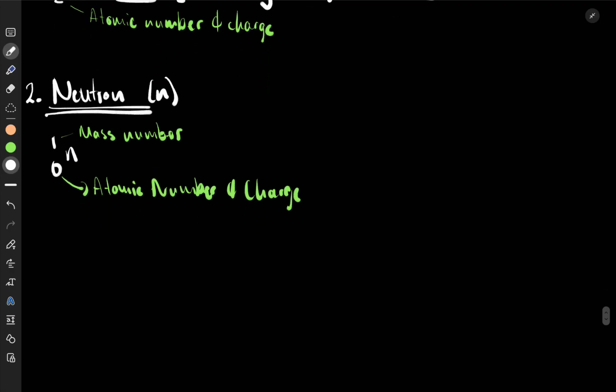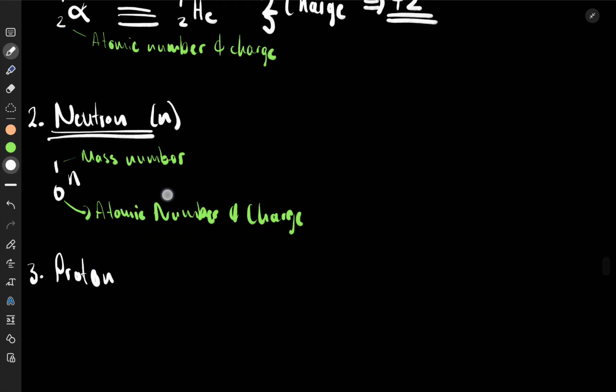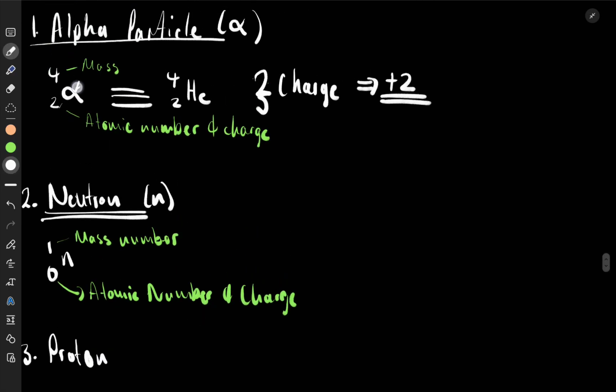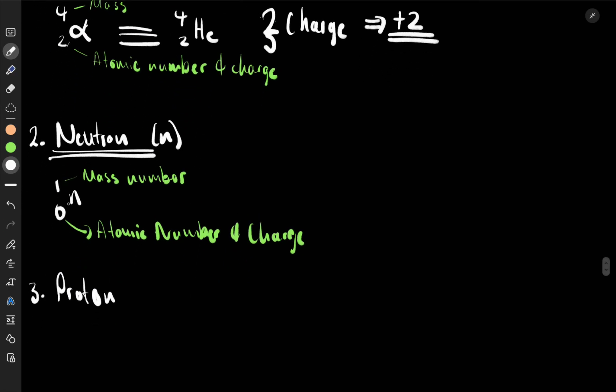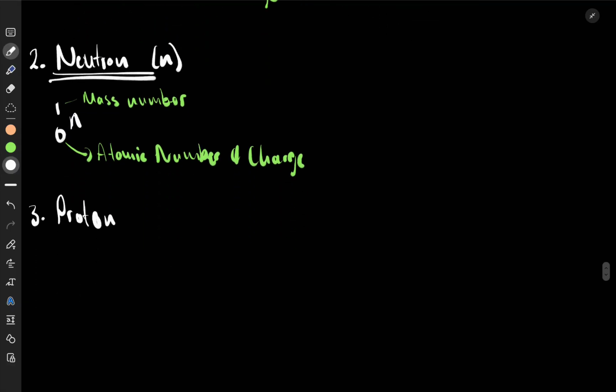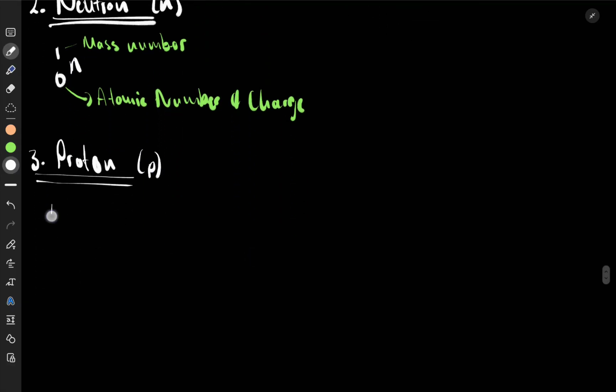Now let's see the third thing. The third thing we'll talk about is a proton, which you all know. You should see the symbols. Alpha is written like this, or as helium. Neutron will be written as 1 0 n. Then for proton we'll use a small p, and it will be 1 1 p. I've written it as 1 1 p.